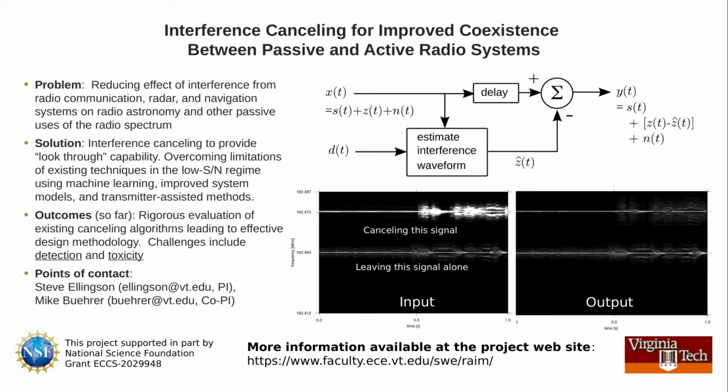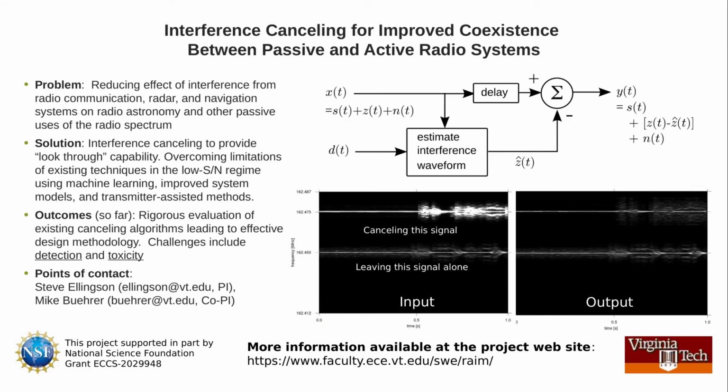Another thing that happens in practice is that the interference estimate, z hat in the block diagram shown in the upper right, contains some additional noise and spurious content that has been generated in the process of waveform estimation. And now that extra stuff is being added to the original signal. We refer to this aspect of the problem as toxicity. Basically, a lot of effort is required to keep the canceller from injecting additional noise and spurious signals into the output.